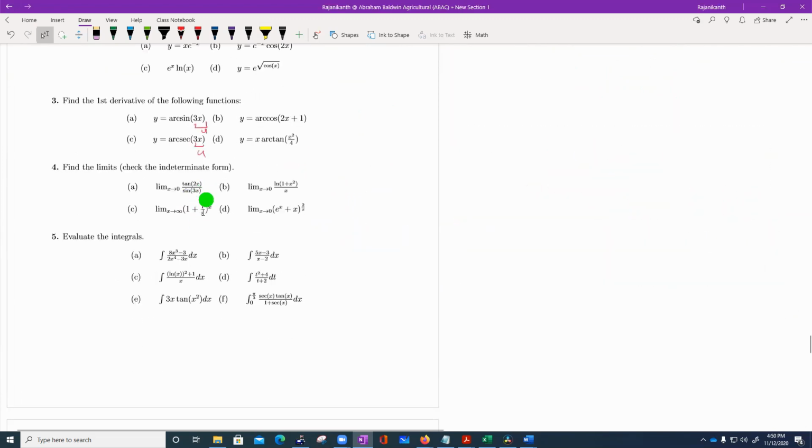It's L'Hopital's rule, right? How can I use L'Hopital's rule? Whenever you see a limit problem, if you see 0 over 0, infinity over infinity, 1 to the power infinity, 0 to the power 0, or infinity to the power 0, right? These are all indeterminate forms. You have to use L'Hopital's rule.